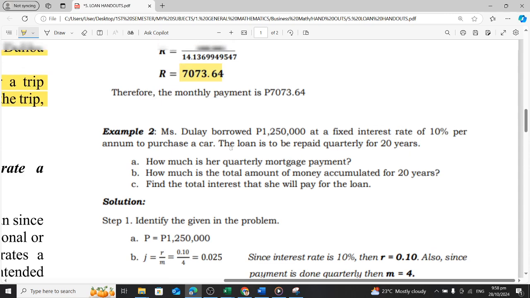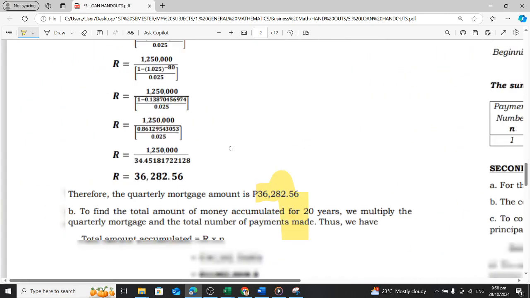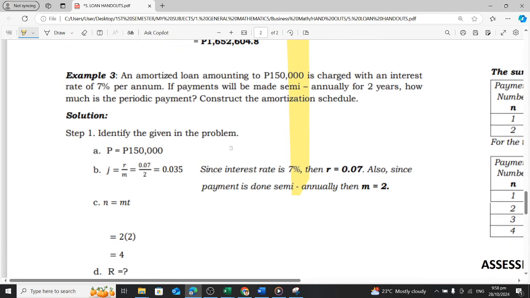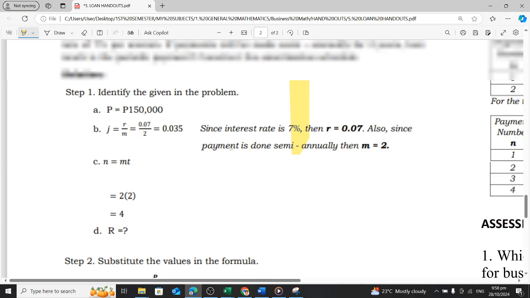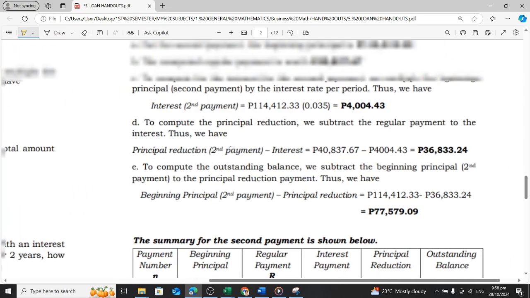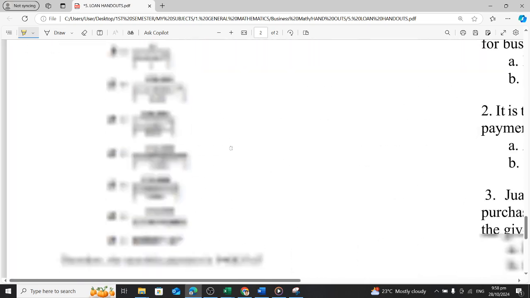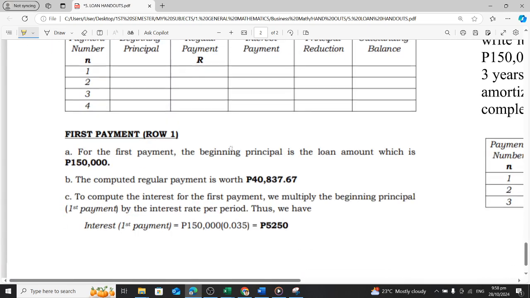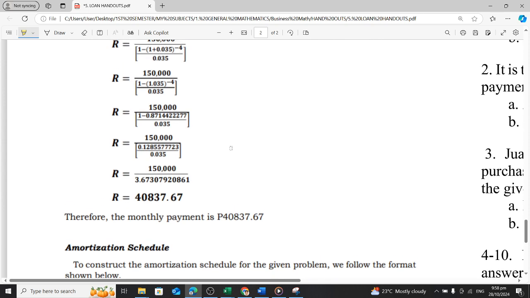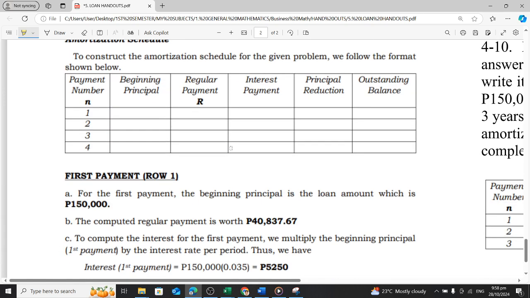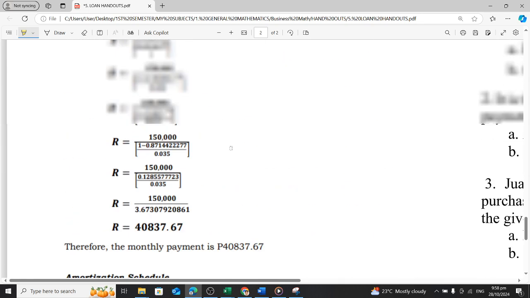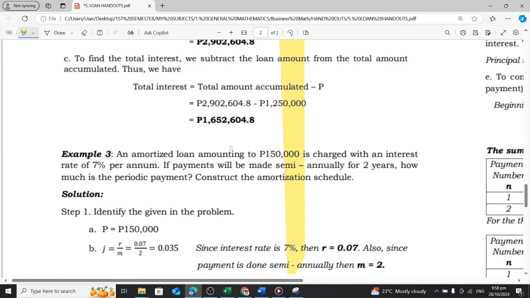Okay. Wait for a while. Now, example, example 3, or let's have this example sa kilid. Yes, example 3. This is example 3. Okay? Yeah, example 3. All right, sige. Let's answer example 3.